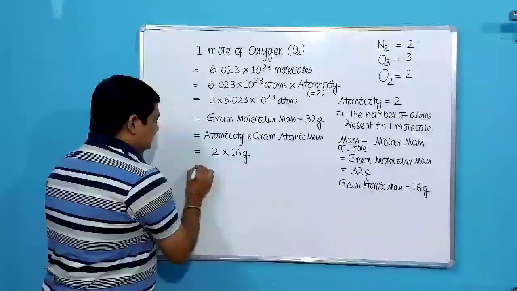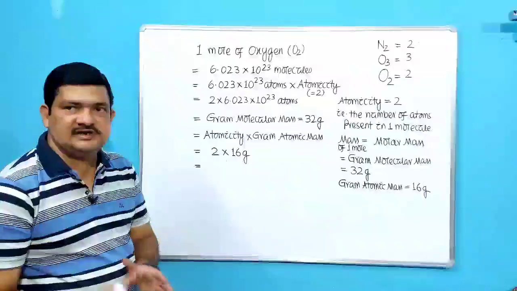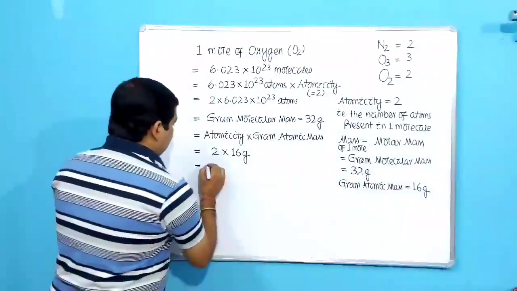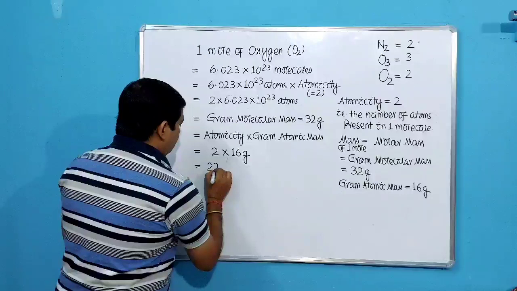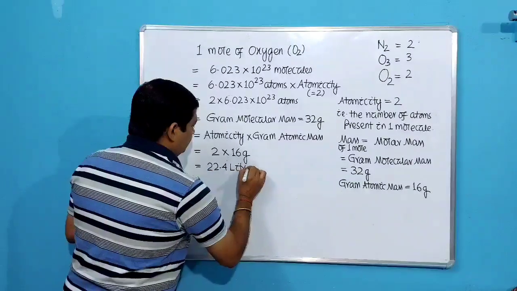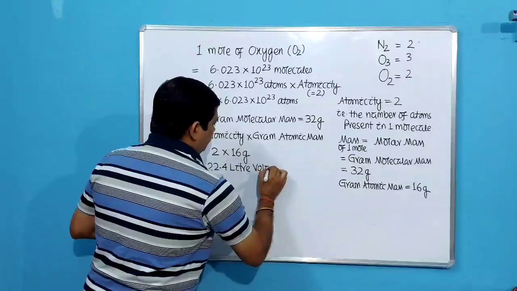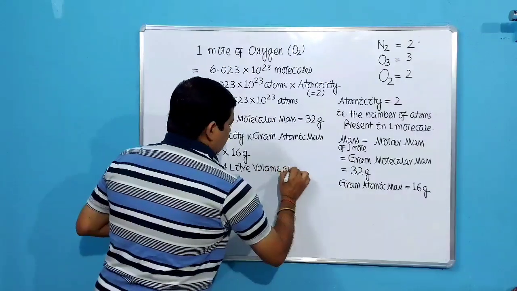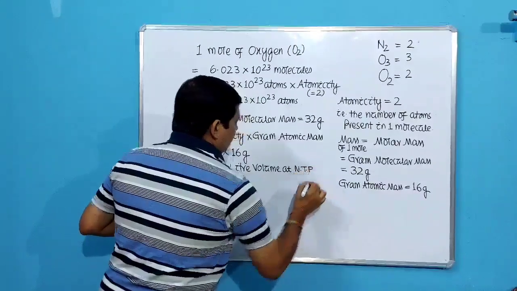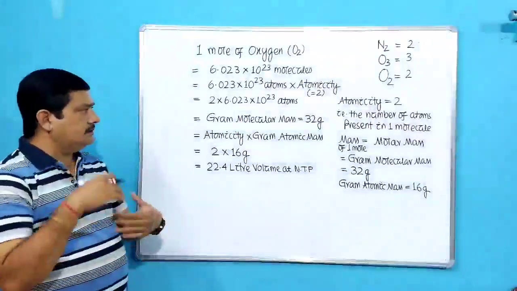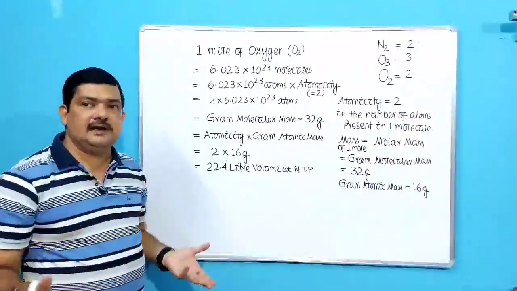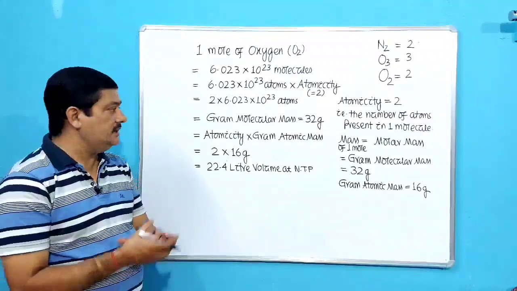Then it is a gas, so it occupies a fixed volume. What is the volume occupied at NTP? 22.4 liter volume at NTP, normal temperature and pressure. So you have to remember like this. If you remember like this, you can solve any numerical based on mole concept.